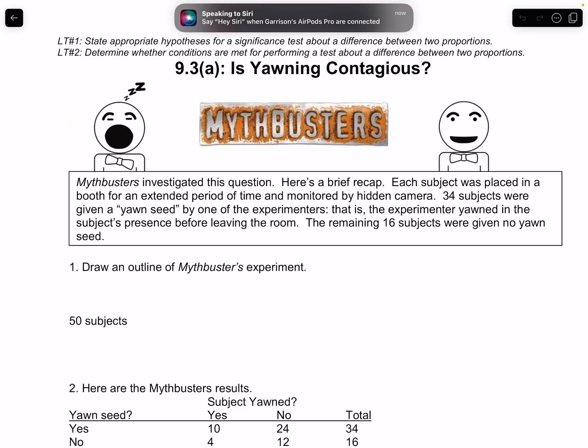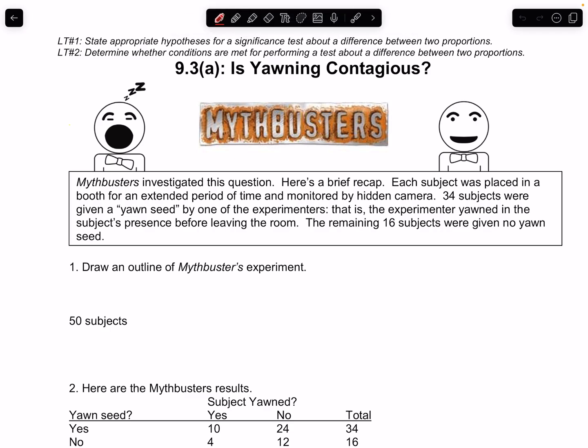Today we're talking about 9.3a, and as you can see at the top, our two learning targets. We're going to first look at the hypotheses for a significance test about a difference between two proportions, and then learning target number two, looking at the conditions and whether or not those are met for performing that significance test. So both developing the hypotheses as well as looking at the conditions necessary.